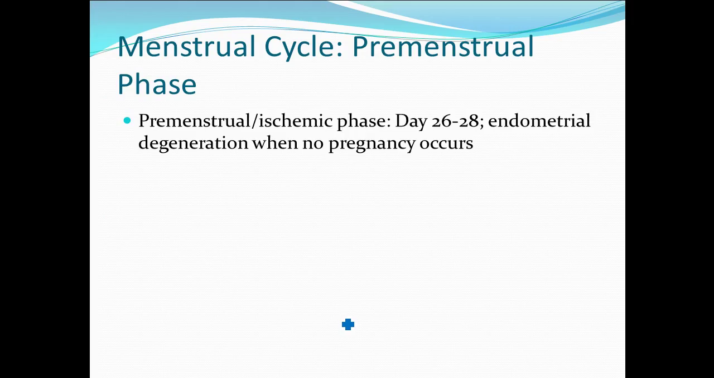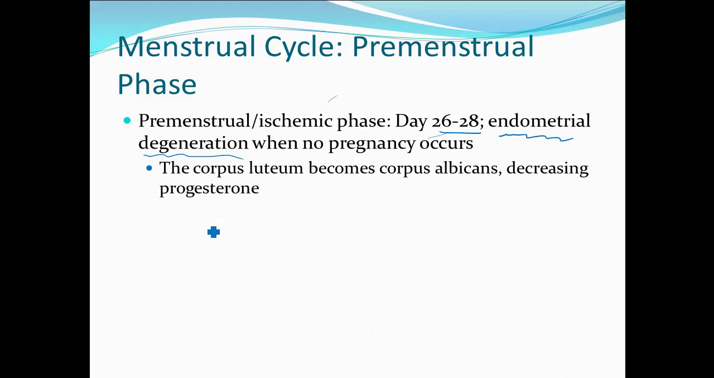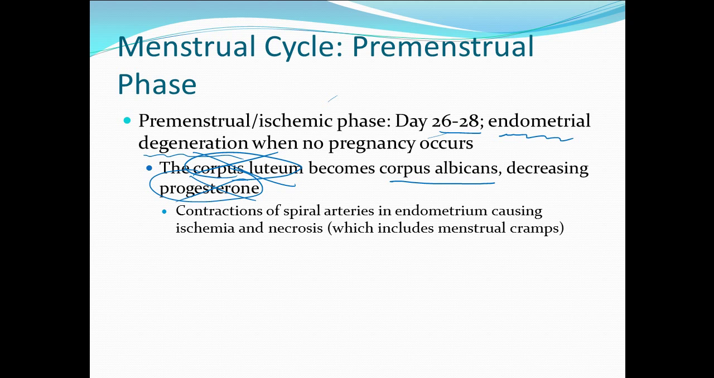The premenstrual phase is towards the end of the menstrual cycle, days 26 to 28. This is where you start to have some endometrial degeneration because there's no implantation of the embryo. So the corpus luteum becomes the corpus albicans. We don't have that much progesterone because the corpus luteum is no longer there, so there's not going to be progesterone.